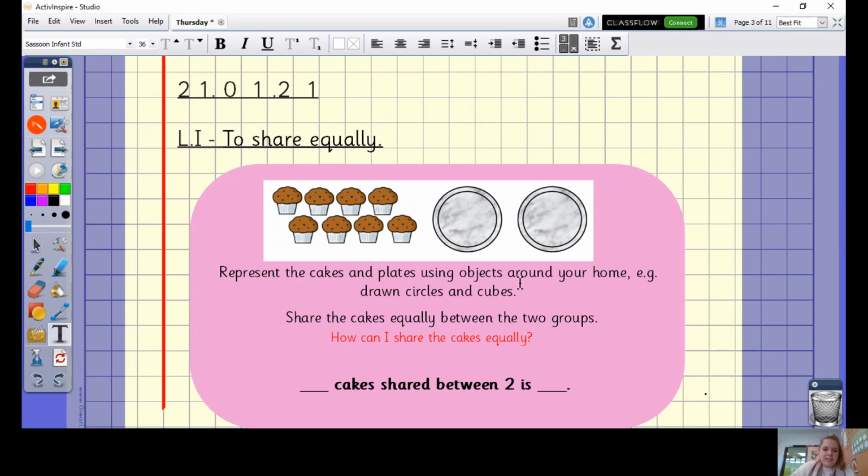Once you've got those objects ready, and once you've represented those 8 cakes and those 2 groups, those 2 plates, I want you to have a go at sharing those cakes equally between those 2 groups. Have a think about how you can share the cakes equally. How will you make sure both of those plates, both of those groups, have the same number of objects in them? Have a little experiment and see if you can share those cakes equally.